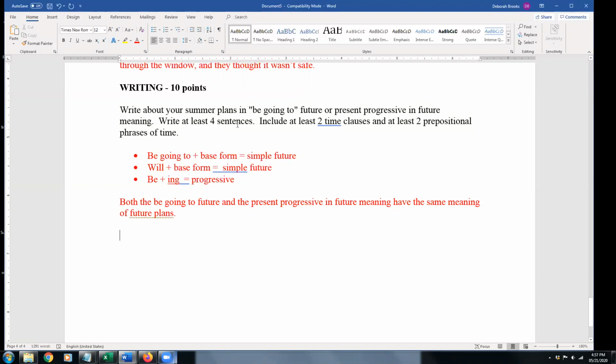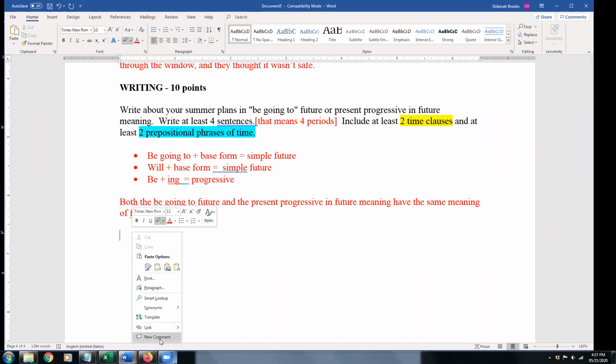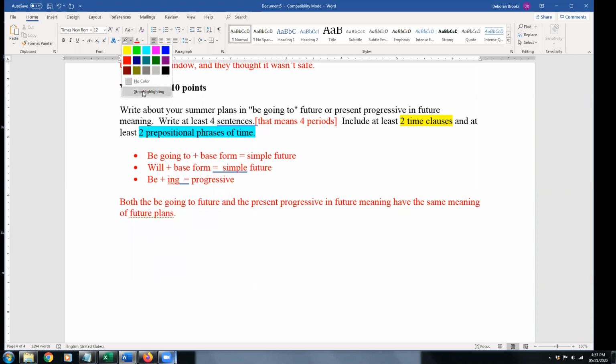You need to write at least 4 sentences. That means 4 periods. Include at least 2 time clauses, and I put those in yellow, and at least 2 prepositional phrases of time, I put those in blue. All right, so how do I tell it to stop highlighting? Stop highlighting, thank you. Okay, so future plans be going to.